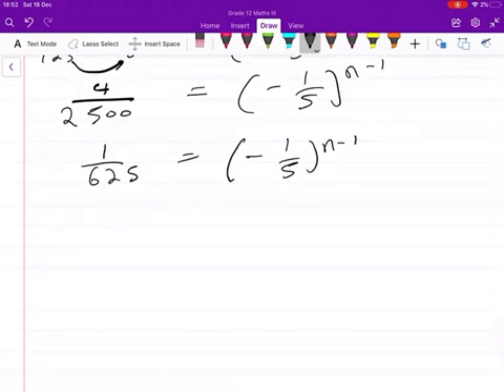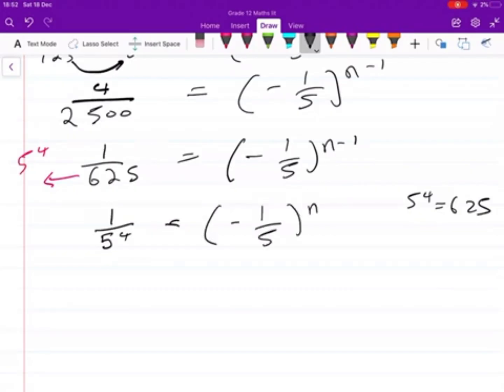Well, me and you are smart. We know that 625 can be written as 5 to the exponent 4, so this can be rewritten as 1 over 5 to the exponent 4, because 5 to the exponent 4 is the same as 625. Somebody can see what I'm trying to do. I'm trying to make the bases the same so that I can equate the exponents. So this is (minus 1 over 5) to the n minus 1.